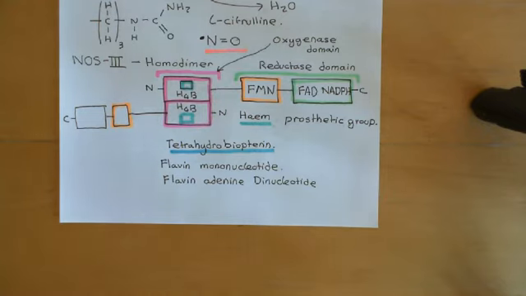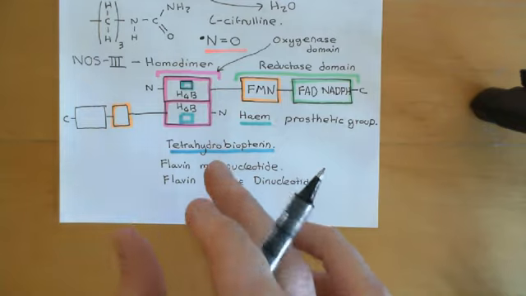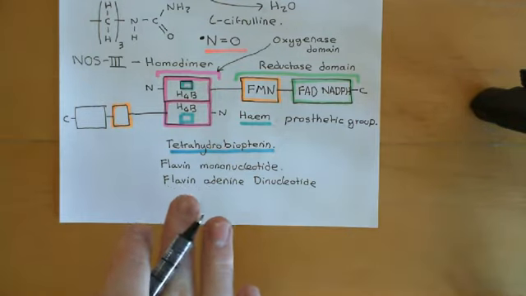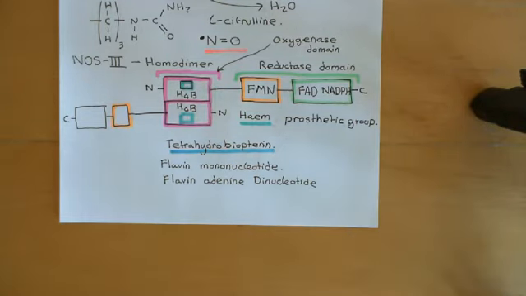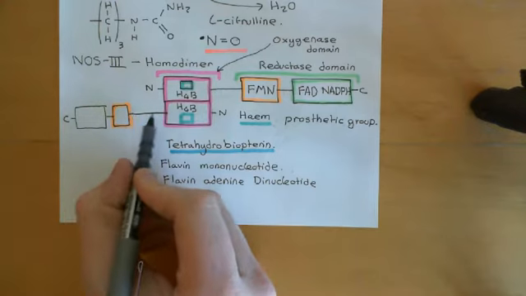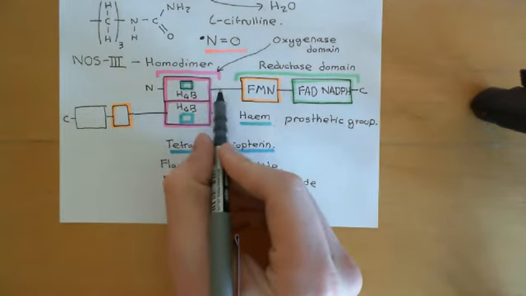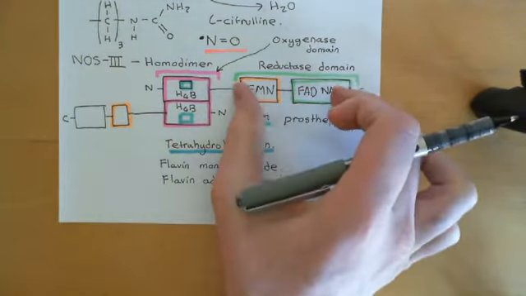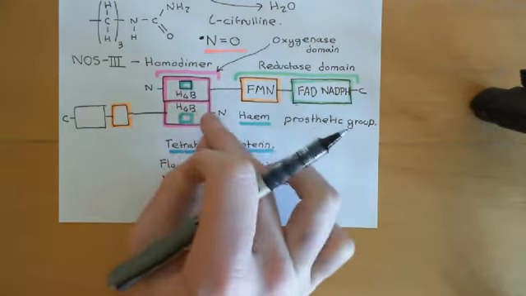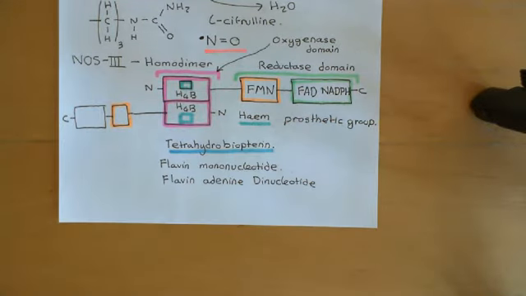Okay, so what's going to happen then is, this is it in the inactive state. Calcium calmodulin complexes can bind to these linker regions and cause a change in conformation that brings this portion close to this oxygenase domain of the other one. Okay, so let me show this on another page.